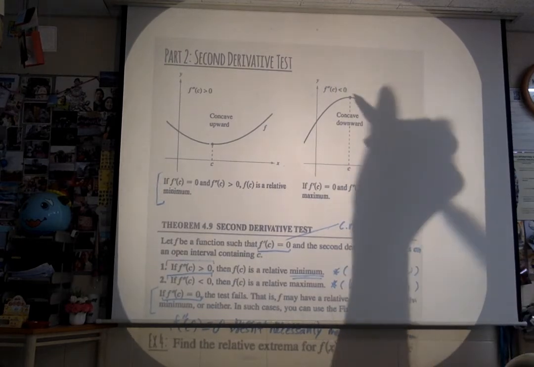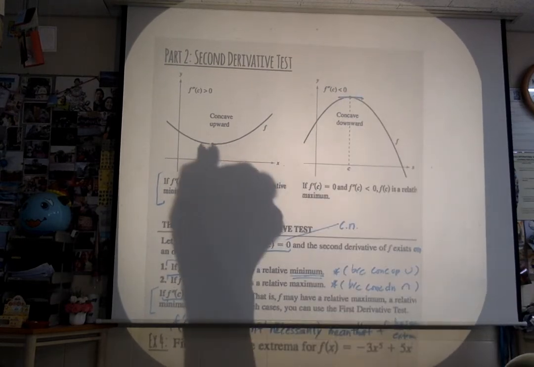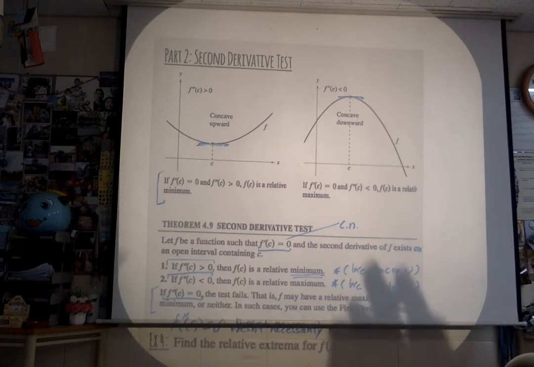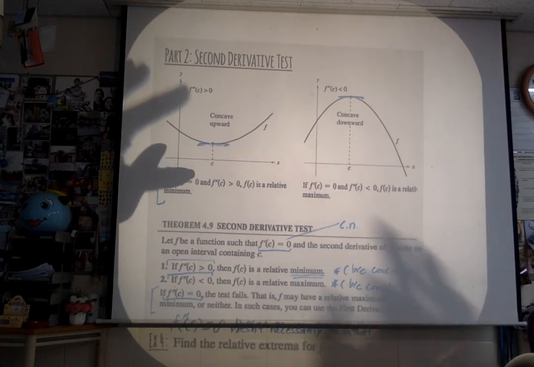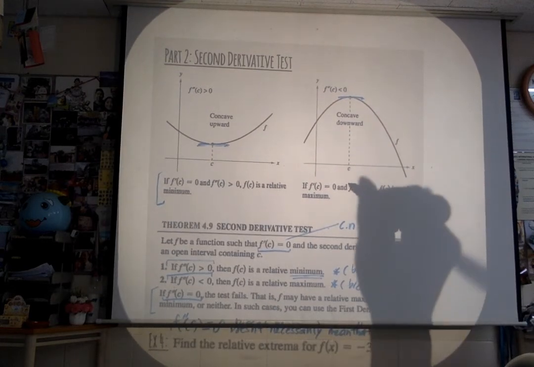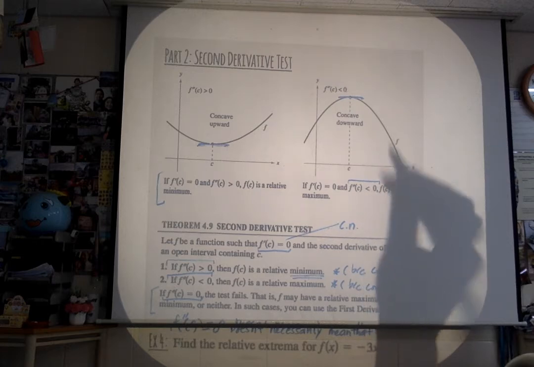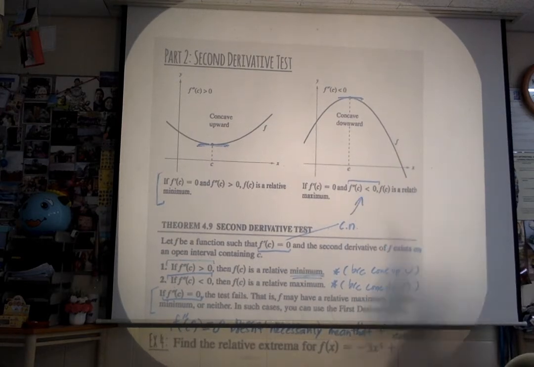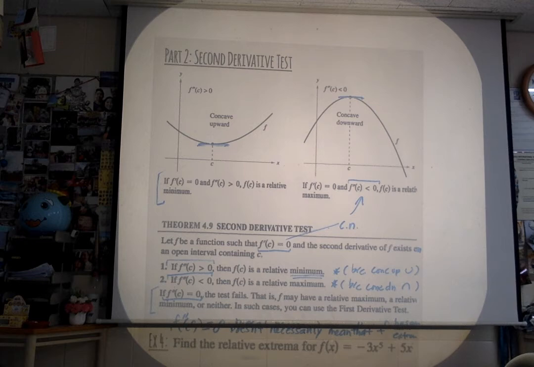Your derivative is 0 in this case too. So they both have to have the first derivative as 0, okay? Now, if your second derivative is negative, that means it's concaving down, right? That means it's the relative maximum. To me, these are kind of opposite. That's how I remember it, okay?